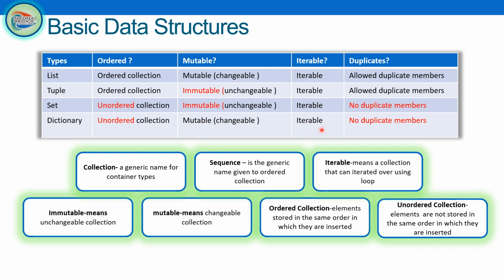Now, list, tuple, set, dictionary all are iterable. Iterable means collection can be iterated over using loop. Now, list and tuple allow duplicate members. Set and dictionary do not allow duplicate members.